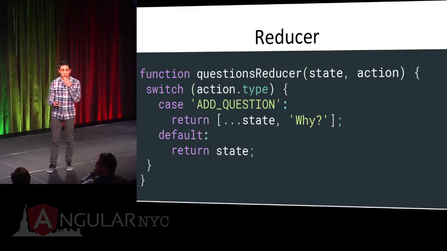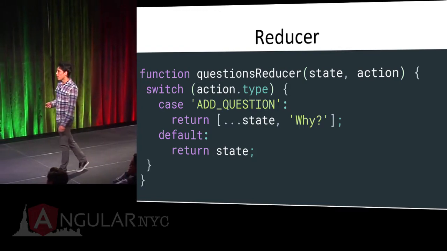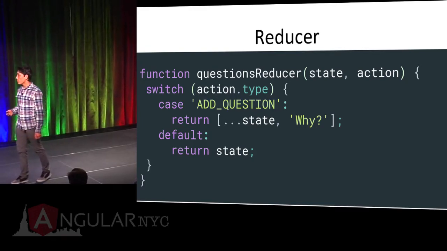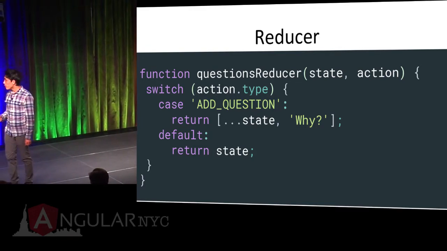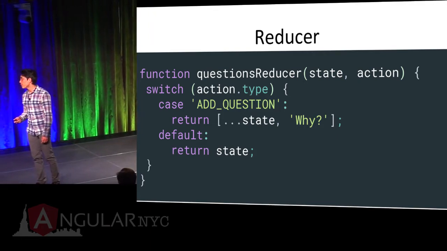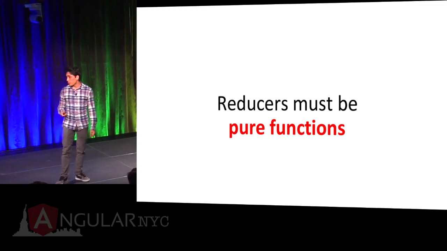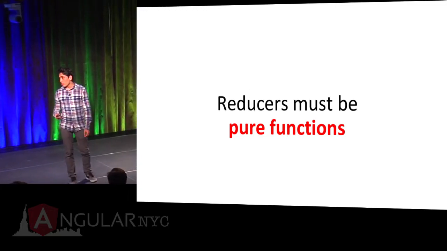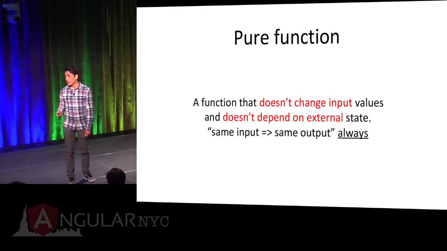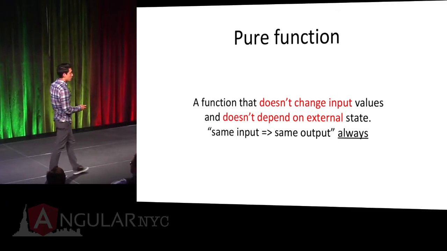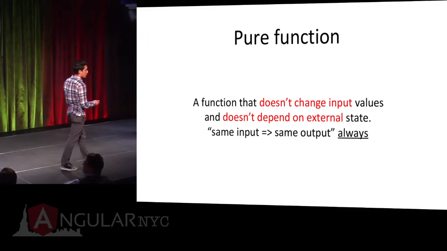Yeah, also notice that we do not push a new value to the state. Instead, we return a new array with all of the items from the current state and a new question. And we do it because reducers must be pure functions, which means that they do not change input values, and they do not depend on external state.